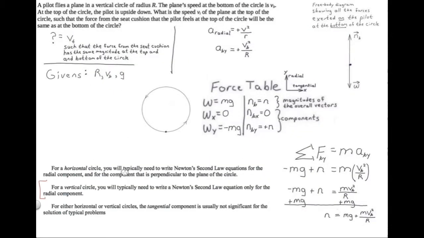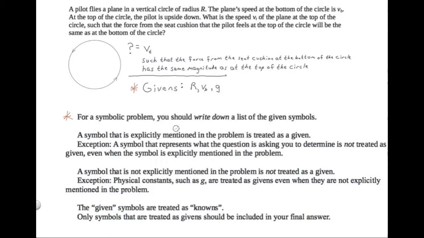For a horizontal circle, you will typically need to write a Newton's second law equation for the radial component and for the component that is perpendicular to the plane of the circle. But for a vertical circle, you will typically need to write a Newton's second law equation only for the radial component. So for this problem, which deals with a vertical circle, we only had to write the Newton's second law equation for the y component, which was the radial component for this problem. Be aware that for either horizontal or vertical circles, the tangential component is usually not significant for the solution of typical problems. So, you usually just don't need to worry too much about whether there are any forces in the tangential component.